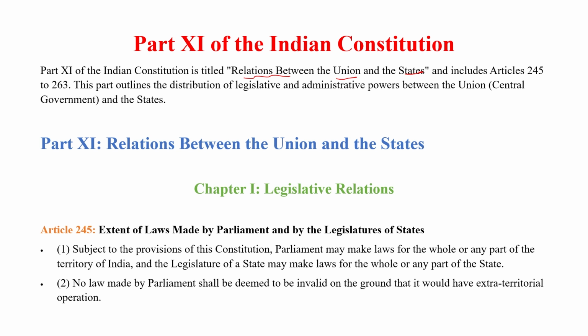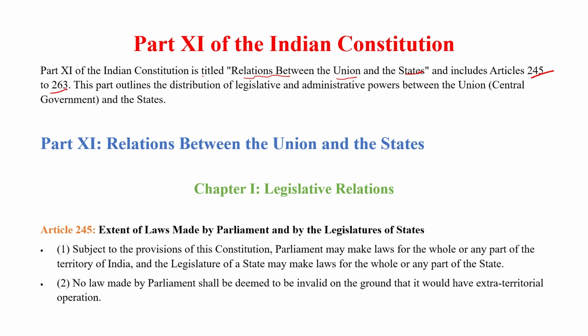In a federal system, the powers are divided between the state and the center only. If there is a division of power between state and center, there must be disputes between them. So this part basically tries to resolve the disputes between a state and the center. It clearly explains the power between state and center and also the relation between the union and the state. And the articles include 245 to 263.